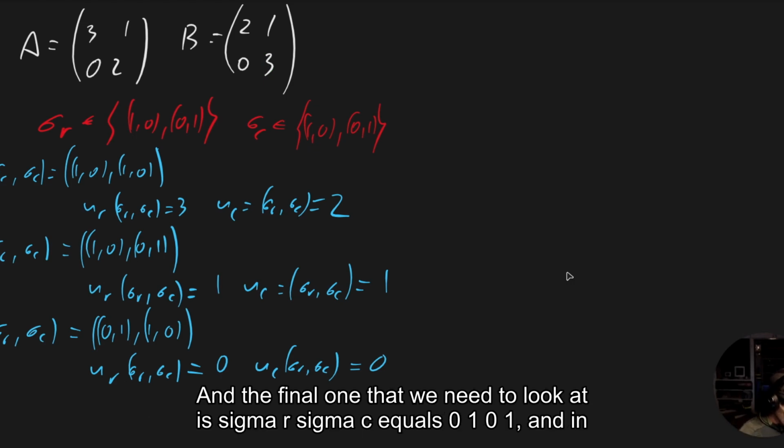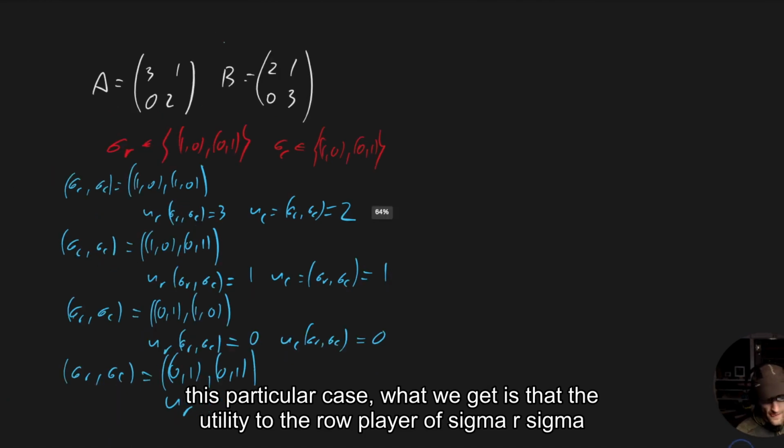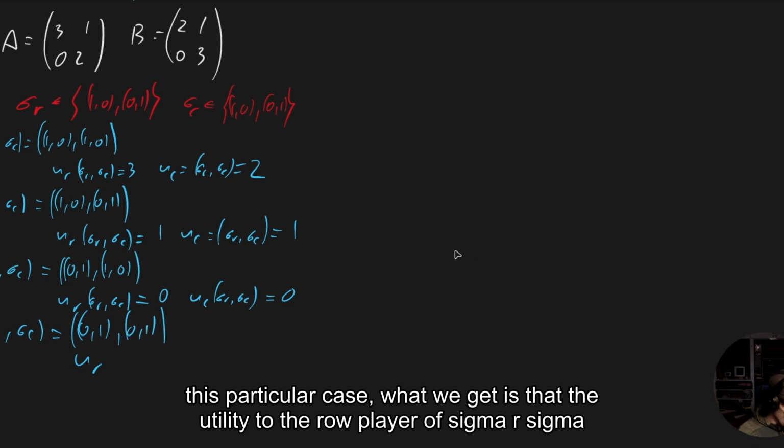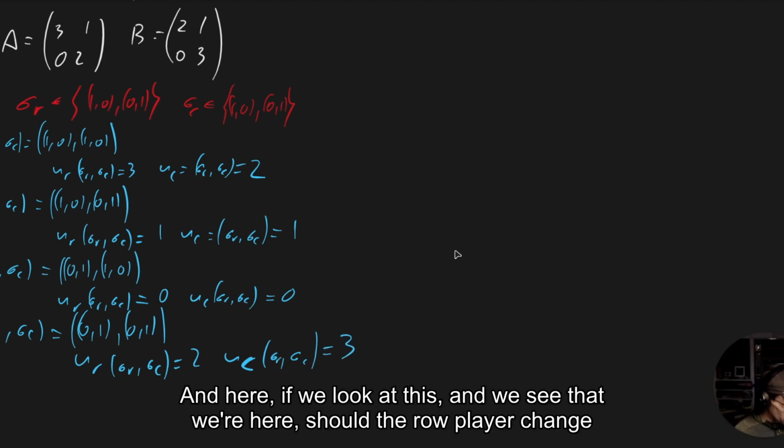And the final one that we need to look at is sigma r, sigma c equals (0, 1) and (0, 1). And in this particular case, what we get is that the utility to the row player of sigma r, sigma c is equal to 2, and the utility to the column player is equal to 3.